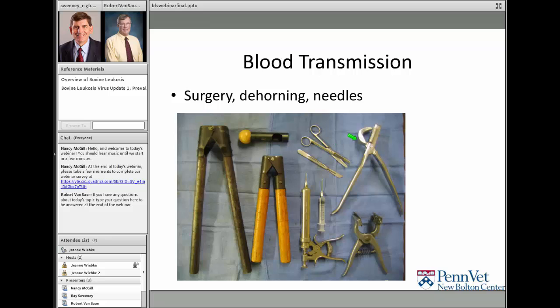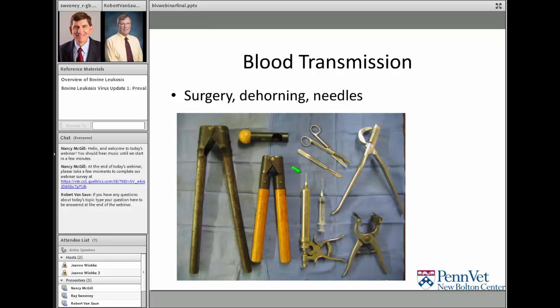The second would be other surgical instruments like castration instruments, potentially tattooing instruments, those little needles that poke into the ear, and they could be contaminated with a drop of blood. Remember I said it's only just one drop of blood. And also using common needles, repeat dose syringes.